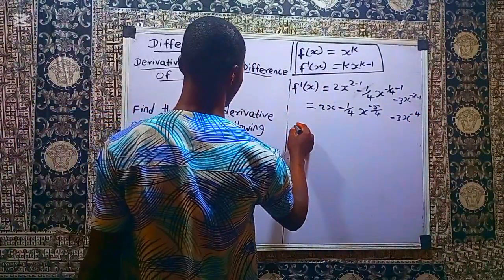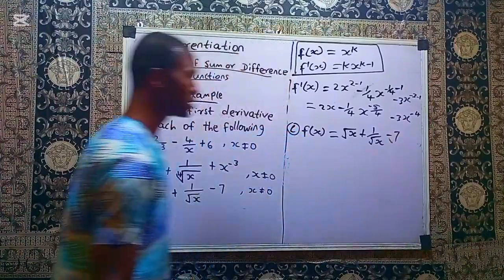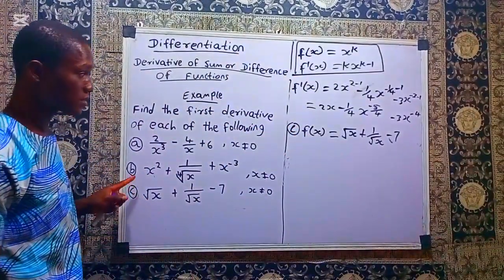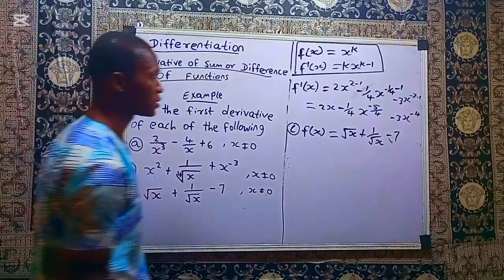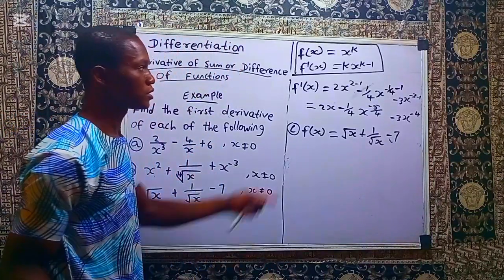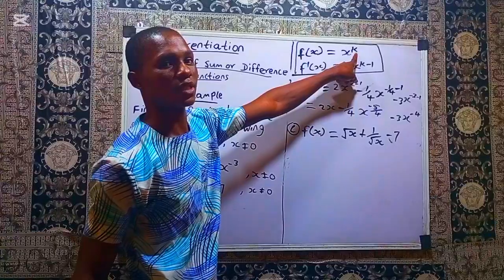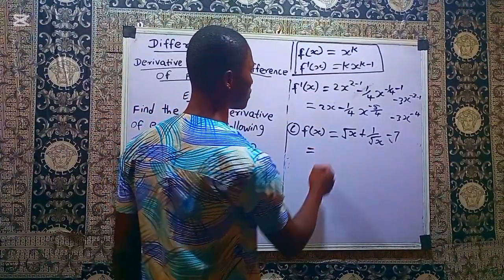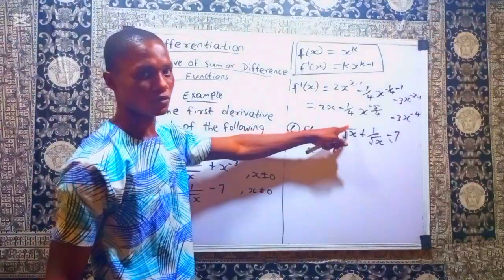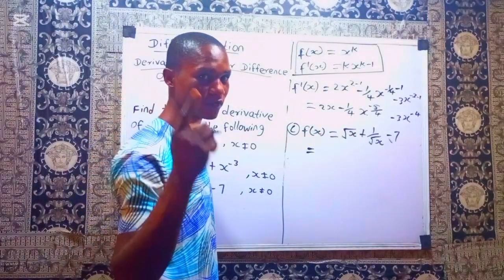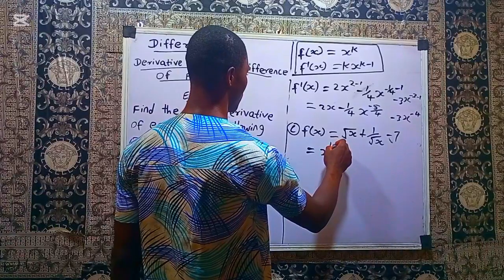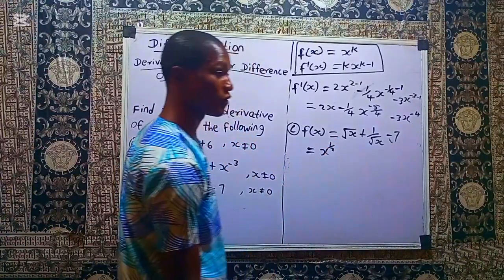Let me write question C. So this is the question given to us, the C part. We need to use this index formula, this power formula. To simplify this, we know that square root is index 1 over 2, as I've told you earlier. So this square root of x is the same as x raised to power 1 over 2, x raised to power half.